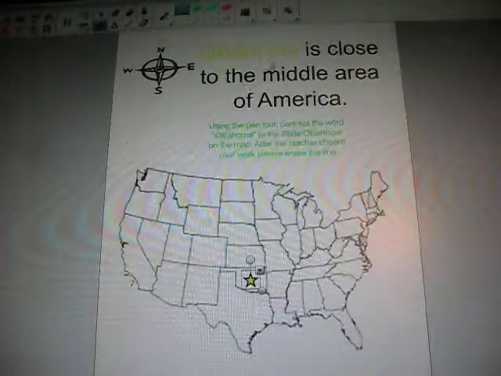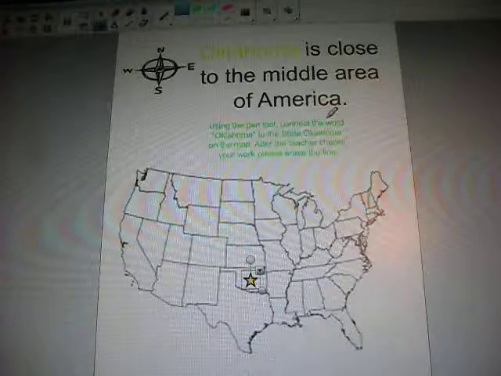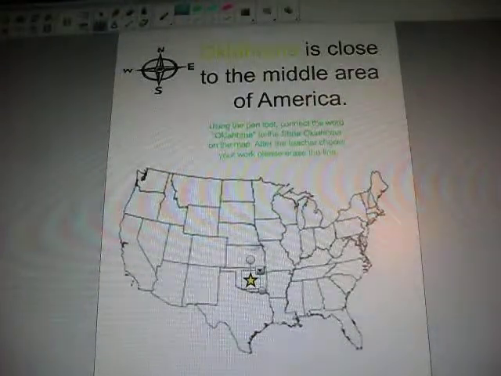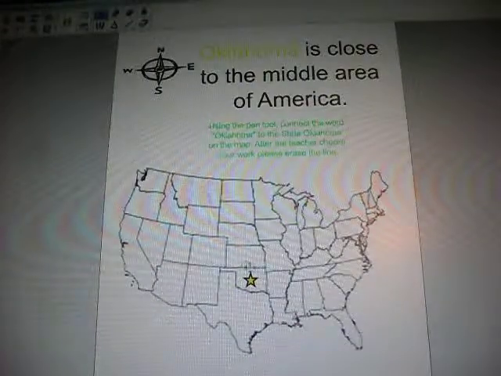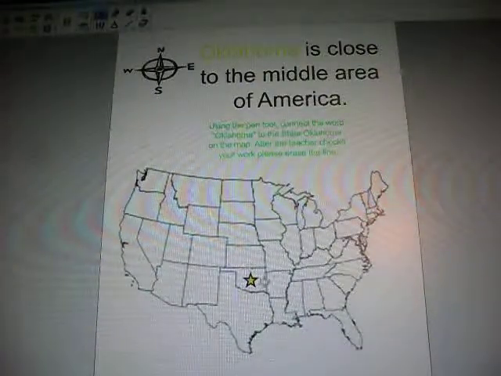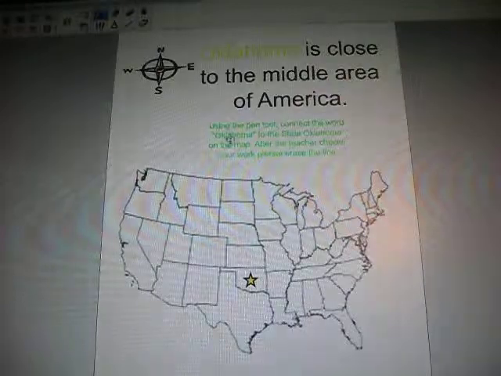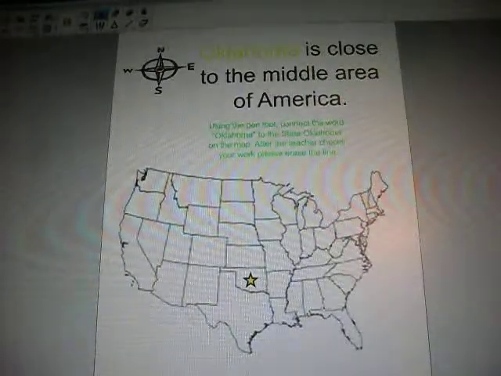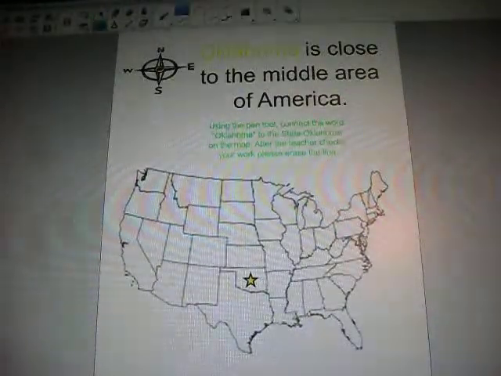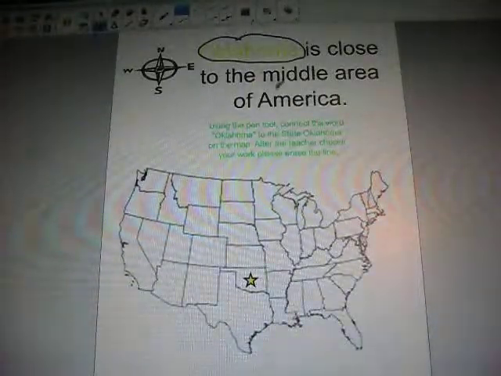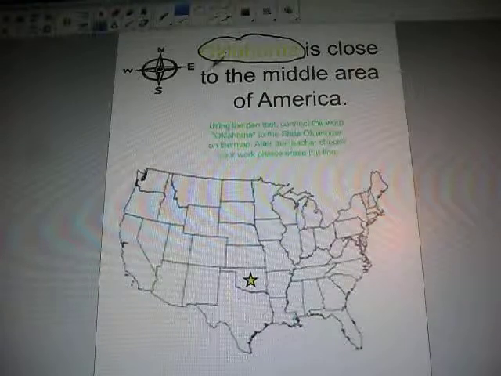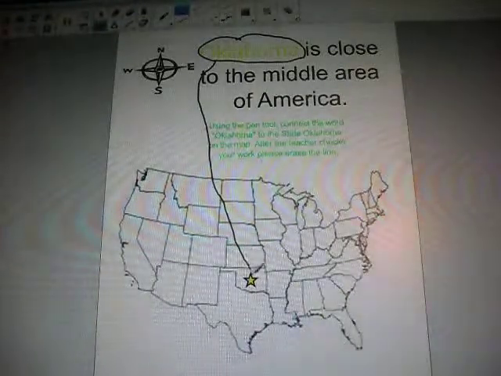The next slide talks about how Oklahoma is close to the middle area in America. So right here, this is America, and here's Oklahoma, and I have the star in Oklahoma so the children can see that. And I have directions using the pen tool. Connect the word Oklahoma, right here, to the state of Oklahoma on the map. So we're going to go around here and connect it.